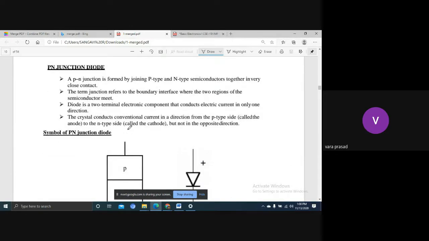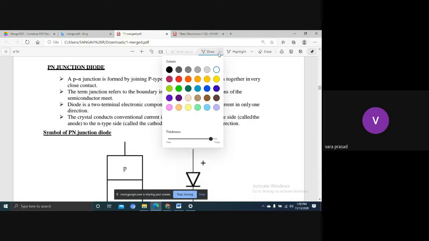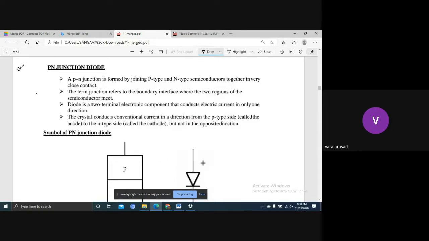See here, PN junction diode operation. They ask the operation of a PN junction diode, or they can ask the biasing of a PN junction diode.